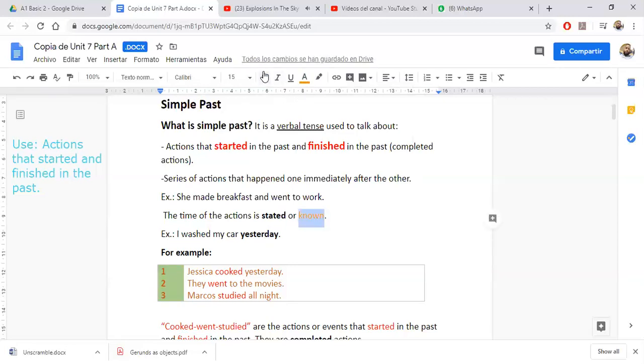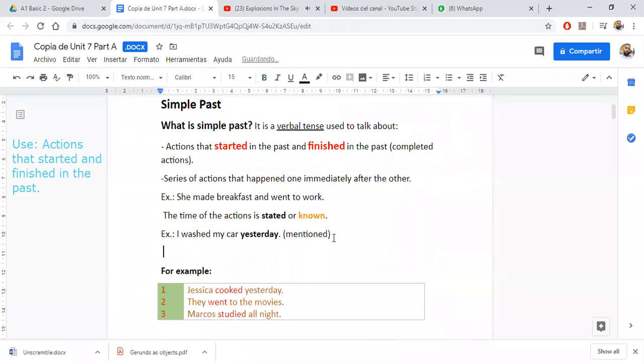And here, the time expression is stated because I mentioned that. Okay, it is mentioned. Stated is like mentioned.